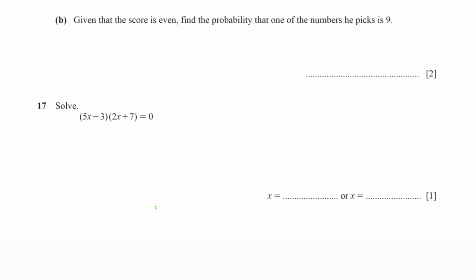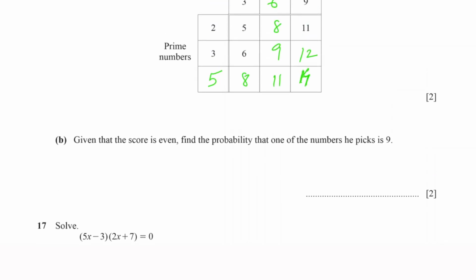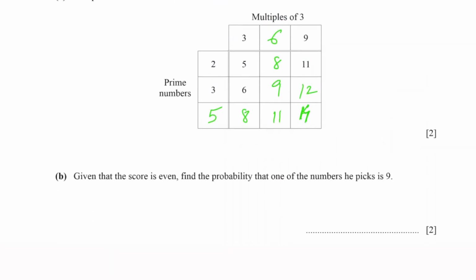Let's move to part B now. Part B: given that the score is even, find the probability that one of the numbers he picks is 9. Given that the score is even means we have to find the numbers that are even here, right? So the scoreboard is here. These are the scores when we add the prime numbers and multiples of 3. From there we have to find the even numbers.